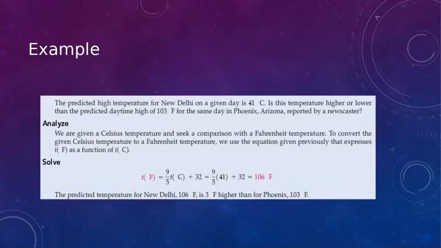Anas, not the last part. The last part, they given. It is given in Fahrenheit. This is the predicted daytime high of that one. This is the Fahrenheit, and you have to find the Fahrenheit here. So you have to convert that from Celsius to Fahrenheit, and then the difference between the predicted and that temperature. Only 3 Fahrenheit higher than for Phoenix here. Okay.